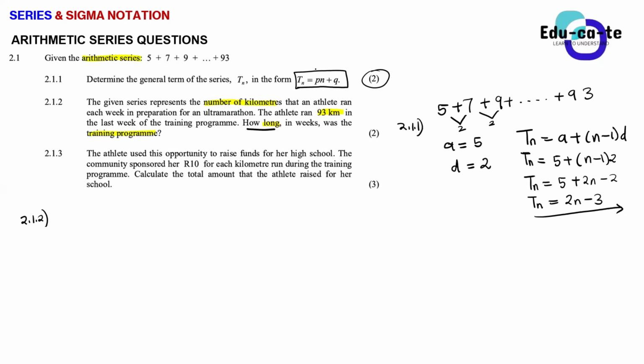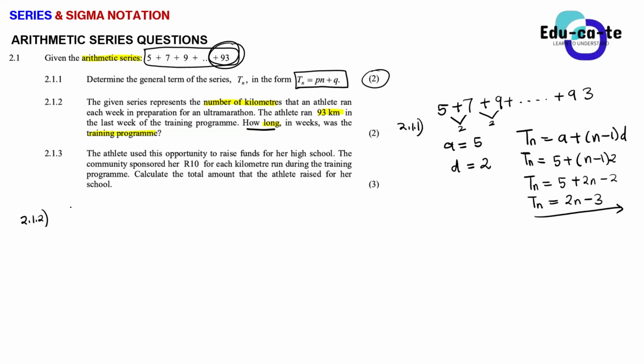Yes, guys, this is an application question, and you are ignoring the entire paragraph and you just want to substitute. Yes, it's fine, you can do that and get the answer, but to an extent you need to understand what the statement is saying. The statement says that the given series is representing the number of kilometers that are being run by an athlete. So these Tn values that we have here are the number of kilometers that are being run. And then they say the athlete ran 93 kilometers in the last week. That is why our last term of the series is 93, to show that it's 93 kilometers at the end.